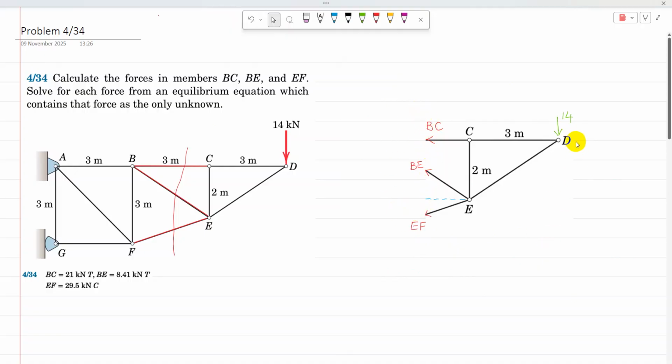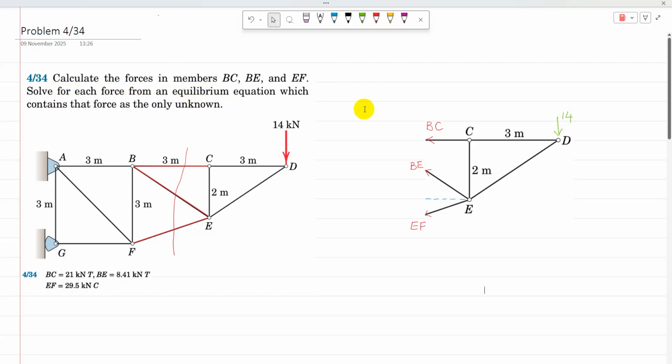The free body diagram of the right section, or right part of the truss, is being drawn here. So 14 kilonewton is shown here as the one known, and BC, BE, and EF are shown as three unknown member forces. So there is a condition in the question. It says to solve each force from an equilibrium equation.